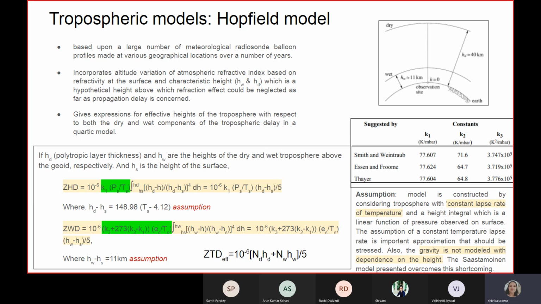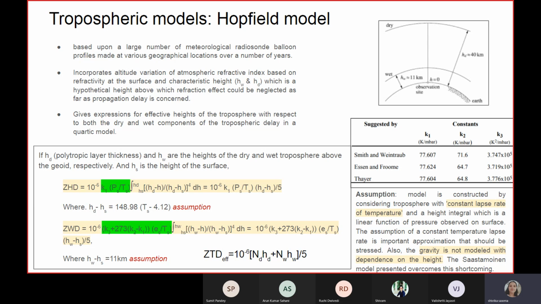We are using an assumption inside this model that there is a constant lapse rate of temperature. So you have already seen how temperature is decreasing with altitude in the second or third slide, where we discussed the troposphere, how that line was varying with the altitude. Okay, so the lapse rate is changing. The temperature has a lapse rate which is changing through different layers of the atmosphere. But here we are assuming that there is a constant lapse rate of temperature and a height integral which is a linear function of pressure observed on the surface. So we are assuming a linear function as well as constant lapse rate.